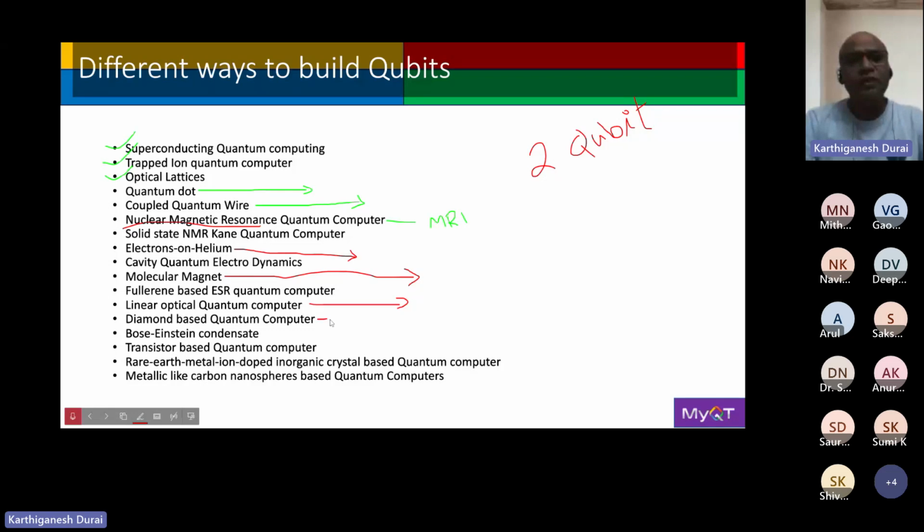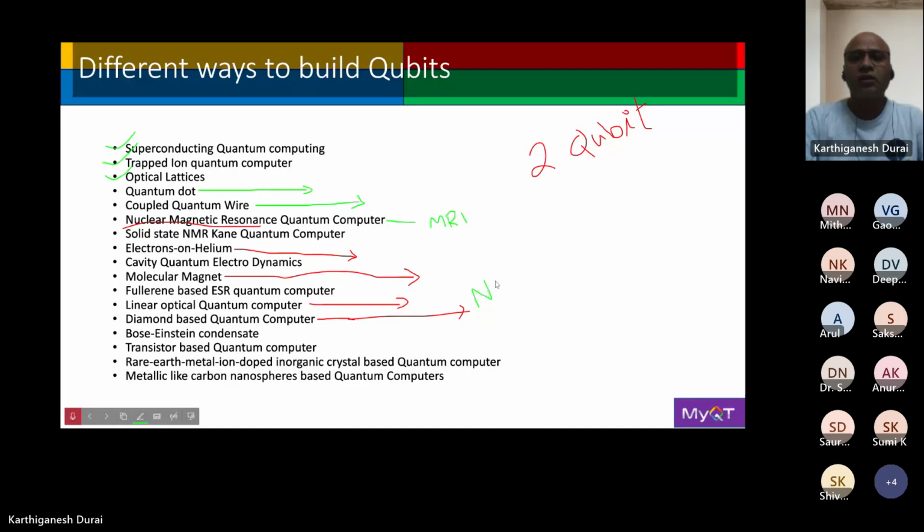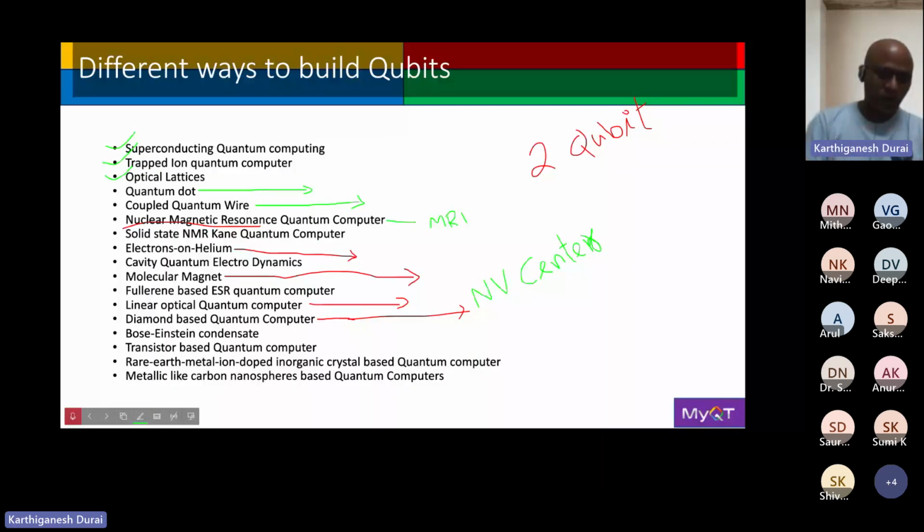Another promising technology is diamond, and it is called the NV center. This is a very interesting concept, because diamond vacancy, it's really interesting to know. There is a concept called NV center inside a diamond. NV means nitrogen vacancy. We know that diamonds are made up of carbon atoms, right? It is full of carbons.